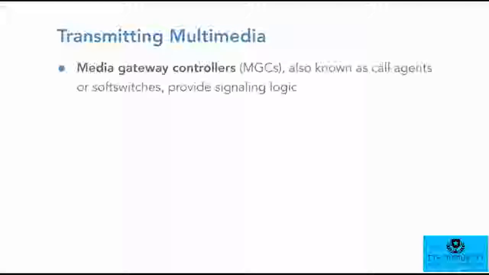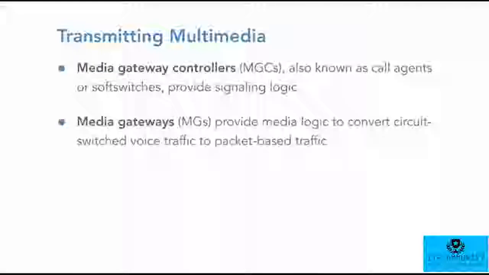When transmitting multimedia over an IP network, the signal must go through multiple transformations and devices before reaching its final destination. Devices include media gateway controllers, which provide the signaling logic, and media gateways, which provide media logic to convert circuit-switched voice traffic to a packet-based network.